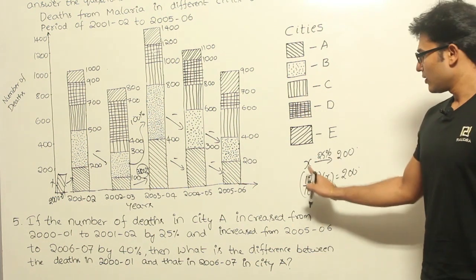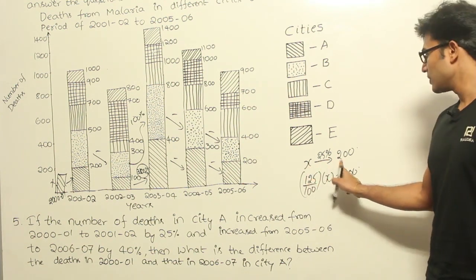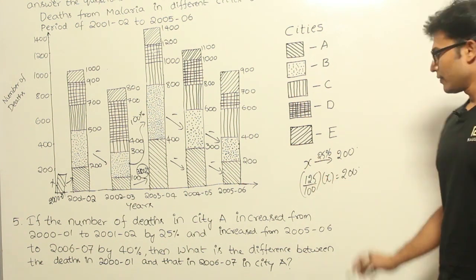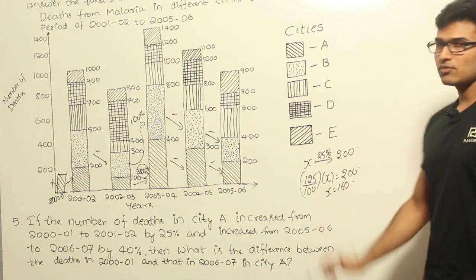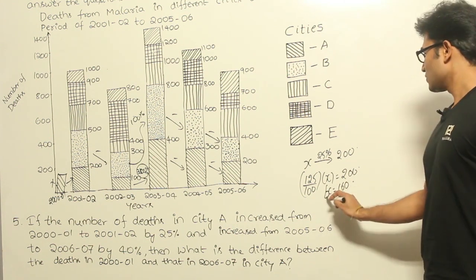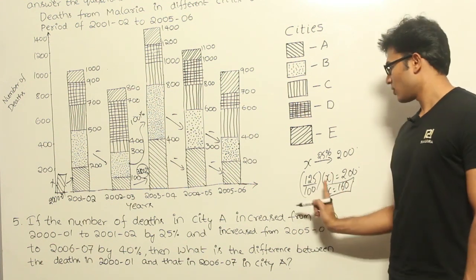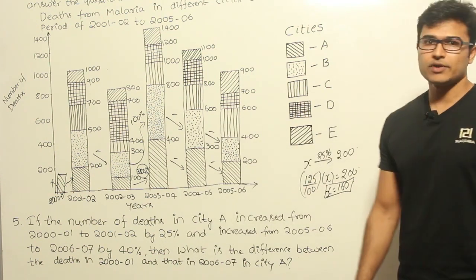Are you getting this? X has increased by 25% to become 200, then it means that 125% of x is equal to 200. Now using this, if you compute what x is, you are going to get that x is equal to 160. Got it? So 160 is the value of the number of deaths in city A in the period 2000 to 2001.